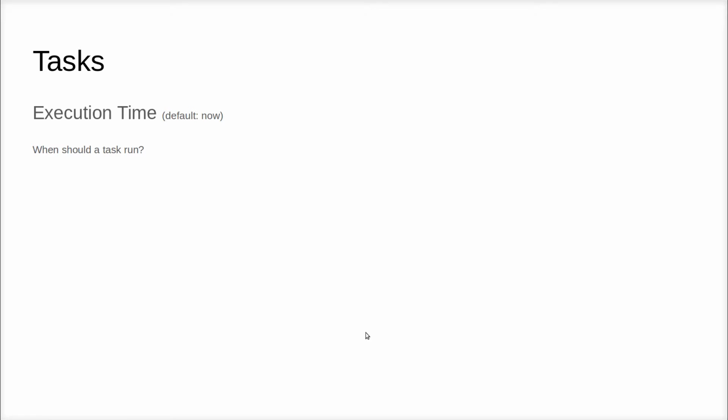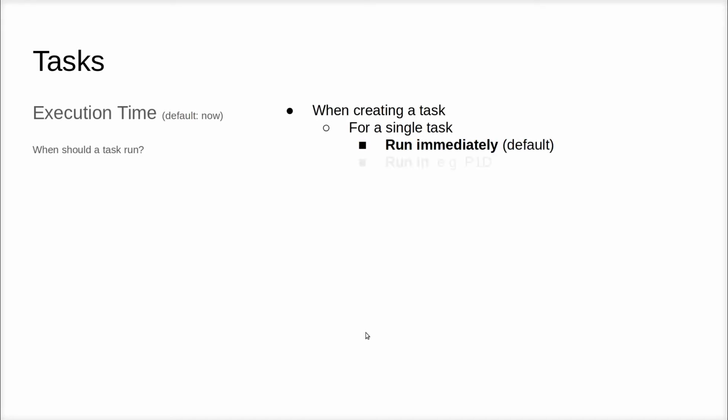Then we can wonder, when should it run? And by default, it's now. So if you create a task, it should be run immediately. This is the default. But when you create a task and you have a single task, you can actually choose to run immediately, but also run in a particular time frame.